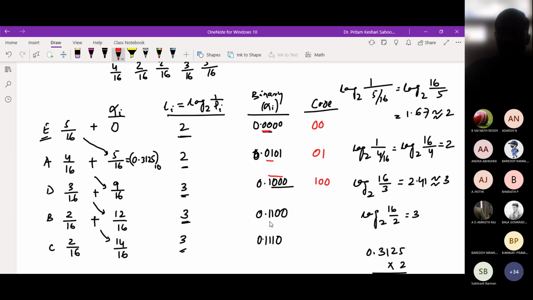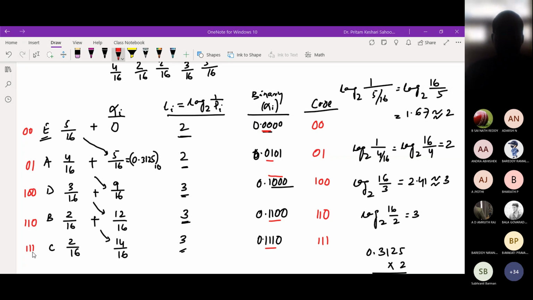Here length is 3, so you have to take 3 bits, 1, 1, 0. Here length is 3, so you have to take 1, 1, 1. So finally, when we encode the symbols generated from a source, the symbols being alphabets like A, B, C, D, E, after encoding, E will be represented by the code word 00, A will be represented by the code word 01, and so on: D will be 100, B will be 110, and C will be 111.